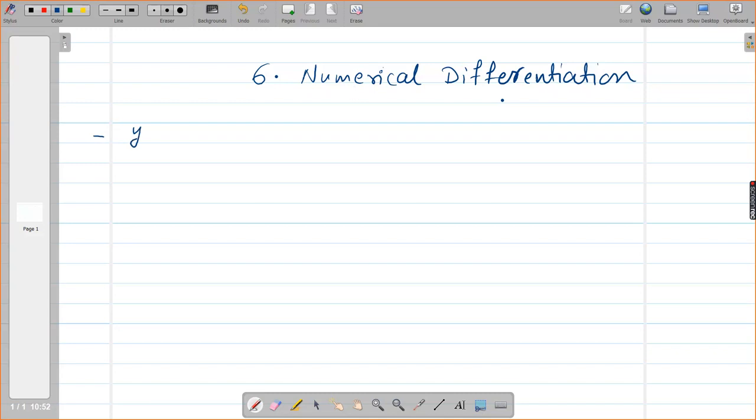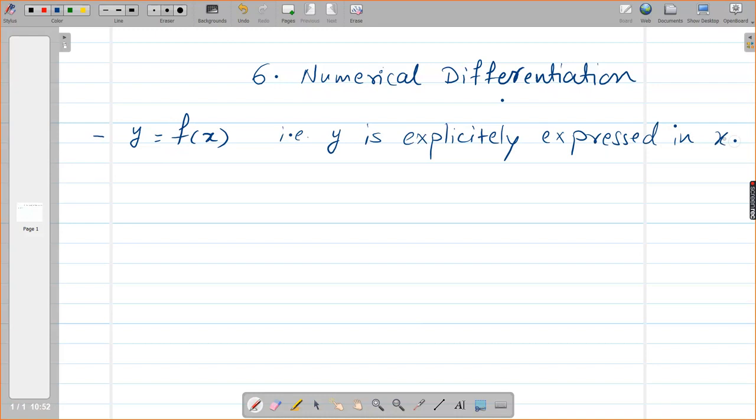When I write y equal to f of x, am I audible to everyone? Yes, ma'am. So when we write y is equal to f(x), that means y is explicitly expressed, explicitly meaning alone in terms of one variable.